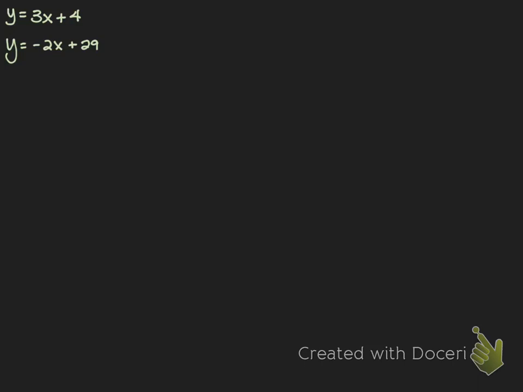So with using the substitution method, we know that our first equation, we have y equals 3x plus 4. So we can take this expression and plug it into y in our second equation. So we have 3x plus 4 equals negative 2x plus 29. From here, we're going to want to get x on the same side of the equation. So we can add 2x to both sides.